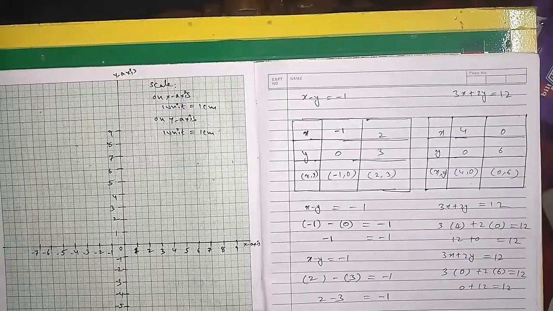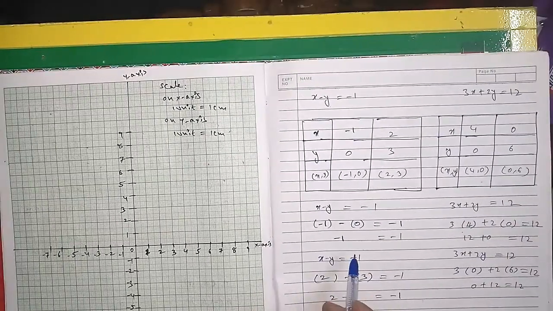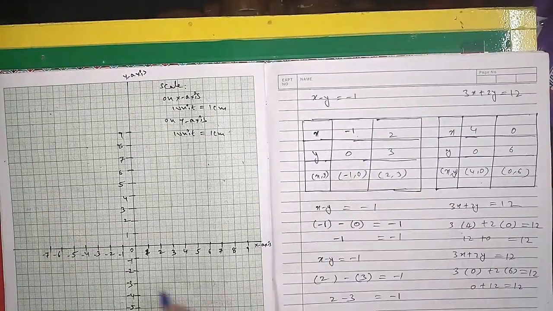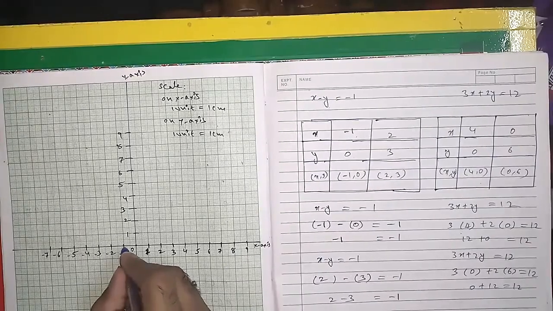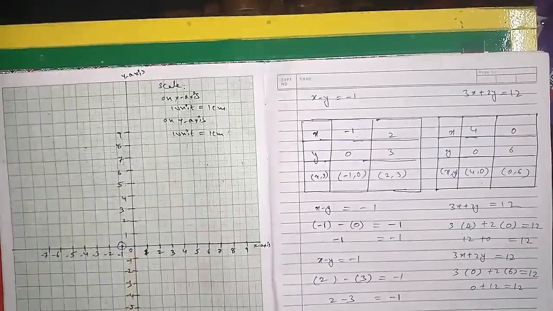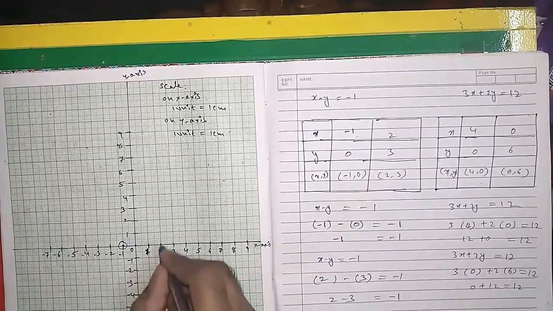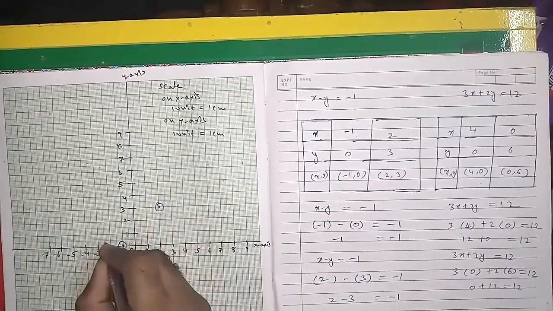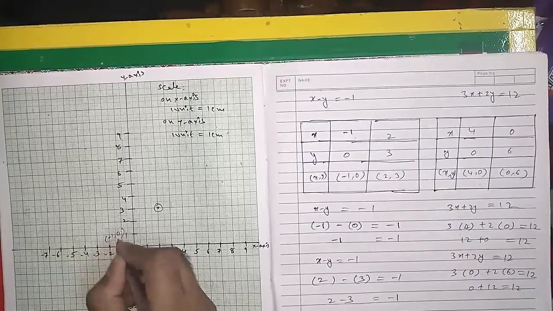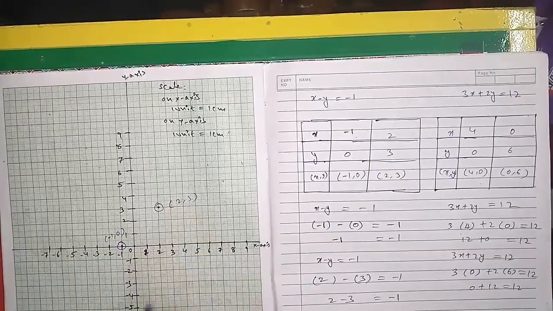Now we will put the points in the graph. First one is minus 1 comma 0. Minus 1 on x axis, 0 on y axis. Minus 1 comma 0. Next 2 comma 3. 2 on x axis, 3 on y axis. Minus 1 comma 0, 2 comma 3. Now join these two.